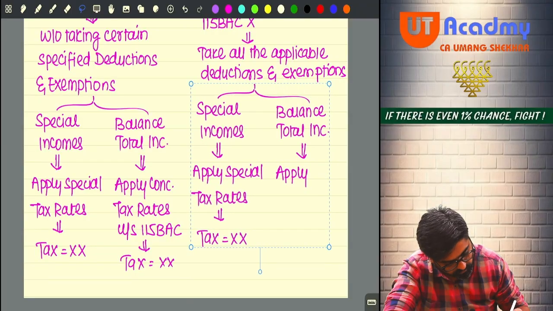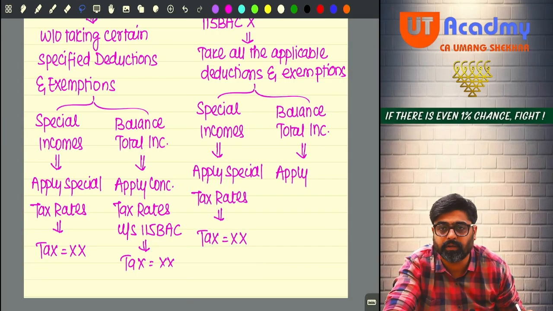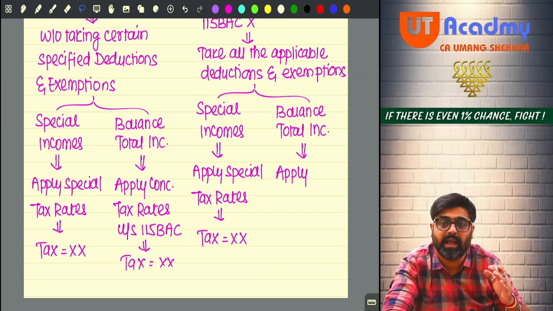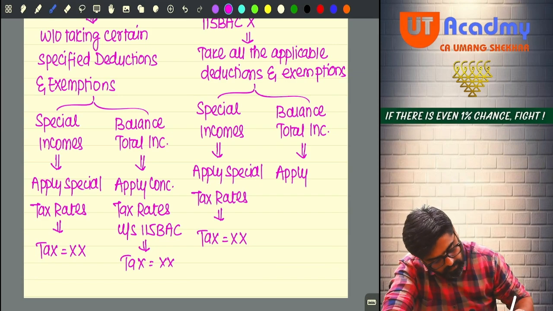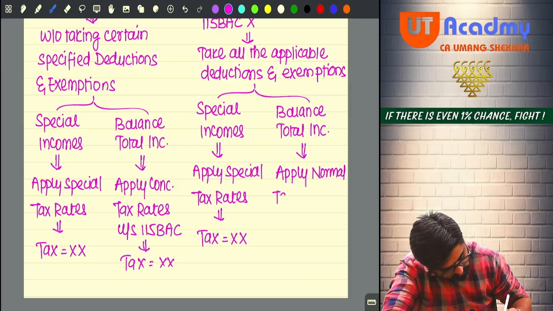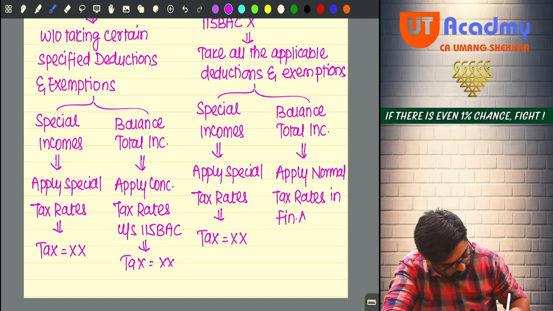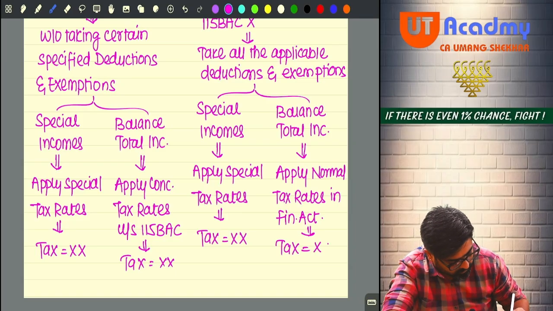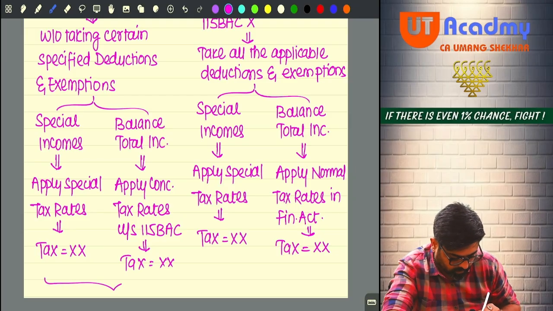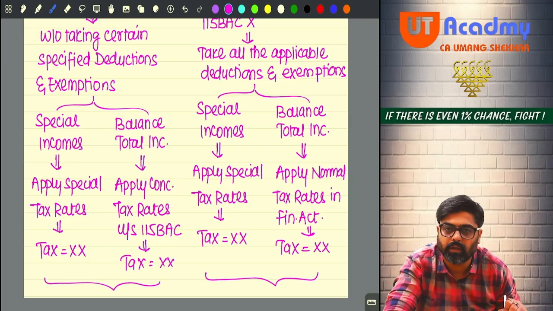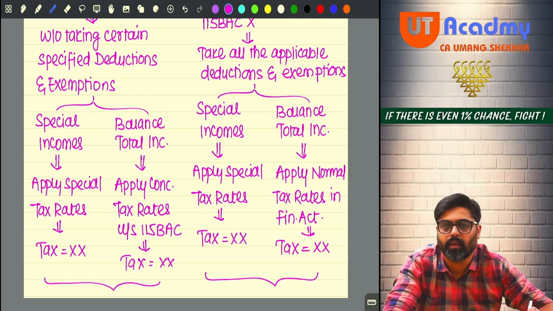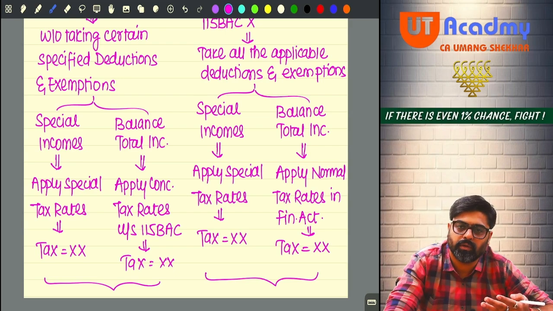On the special incomes, you will apply special rates. You will get a tax amount. And on the balance total income, you are going to apply normal tax rates, which are given in the Annual Finance Act. Then you calculate a tax amount. This plus this plus this is tax on total income. We have been doing it like this so far.